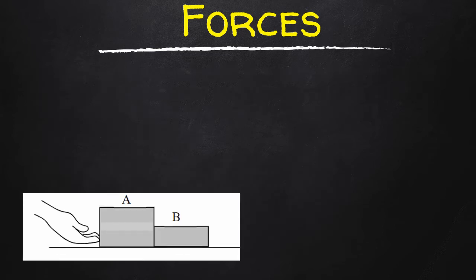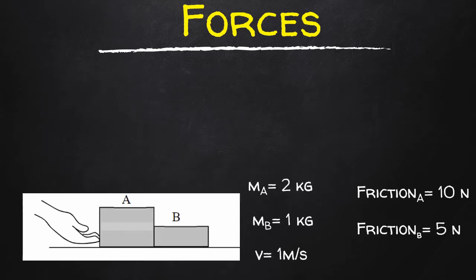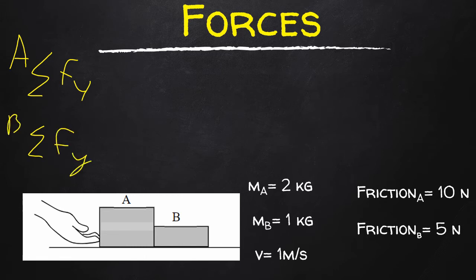So first, let's write out the things that we know. We know the masses, we know the friction, and we know the velocity. So we're going to start off looking at both blocks in the y direction first because that's a little bit easier. So remember, this symbol here just means the net force. So we'll do the net force in the y direction for block A, and then the net force in the y direction for block B. And they're going to be similar, just a little bit different.